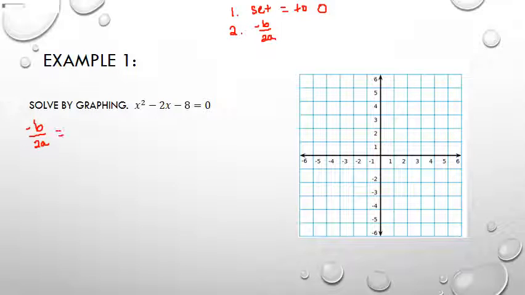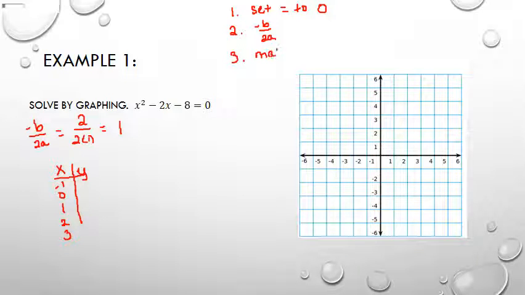So B here is negative 2. The opposite of that is positive 2 over 2 times 1. So now we do the math there and we get 2 over 2, which equals 1. And then the third step is to make an XY table. That 1 is going to go right in the middle. Then above it is 0, negative 1. Below it is 2 and 3. So our third step is make an XY table.